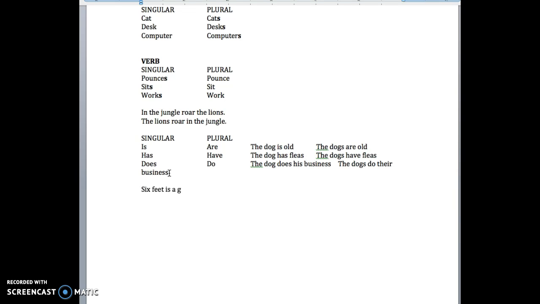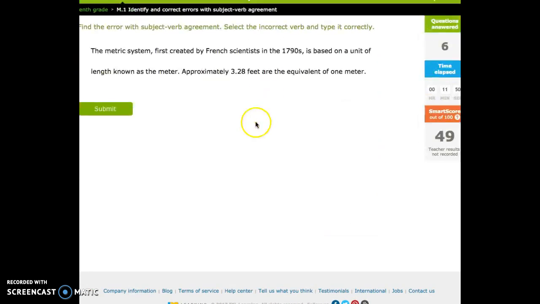Six feet is a good height. Six feet are a good height. No, 6 feet is a good height because 6 feet is a measurement. And that's a weird exception. But hopefully you see in this example that it just would sound wrong to say 6 feet are a good height. It's the height that we're conjugating for. Okay, so 3.28 feet is the equivalent. It's the measurement. It's like saying the measurement of 3.28 feet is the equivalent.